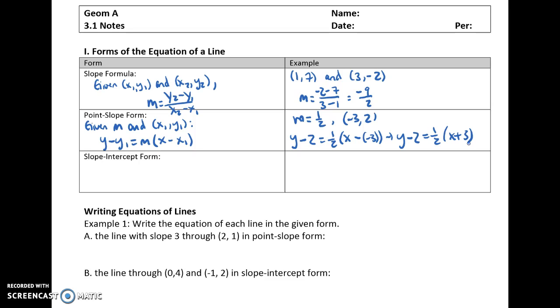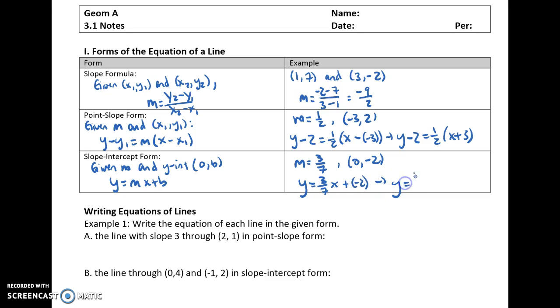And what is slope-intercept form? You need to be given slope, which is m, and the y-intercept, which is 0, comma b. Notice how the x has to be 0. Slope-intercept form is our very familiar y equals mx plus b. So again, for example, slope 3 over 7 and y-intercept 0, comma -2, we can rewrite this as the equation y equals 3/7 x plus -2, or y equals 3/7 x minus 2.